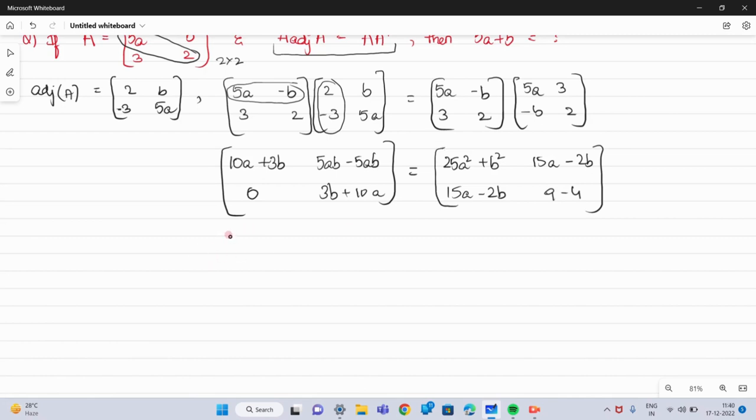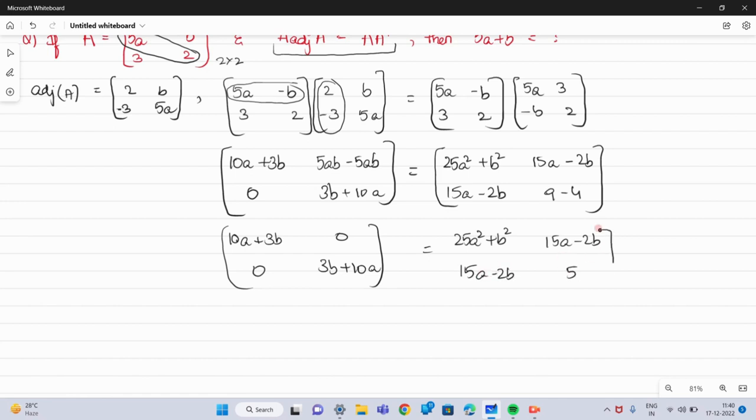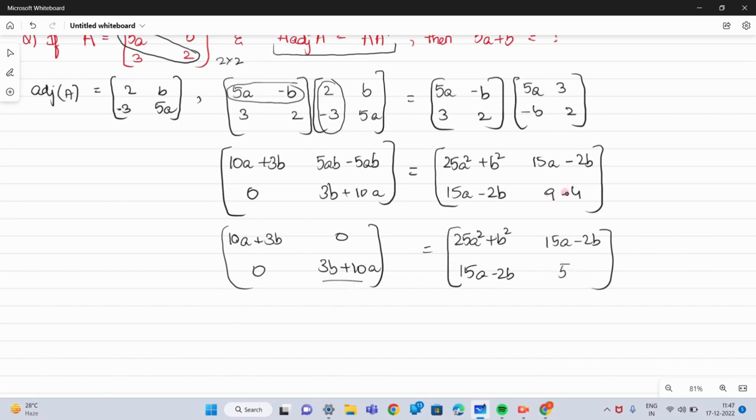Simplify it. 10A plus 3B, 0, 0, 3B plus 10A. And here it's 25A square plus B square, 15A minus 2B. This is also 15A minus 2B. 9 minus 4 is 5. So equate it. Sorry guys, here it becomes 9 plus 4 and it will become 13.